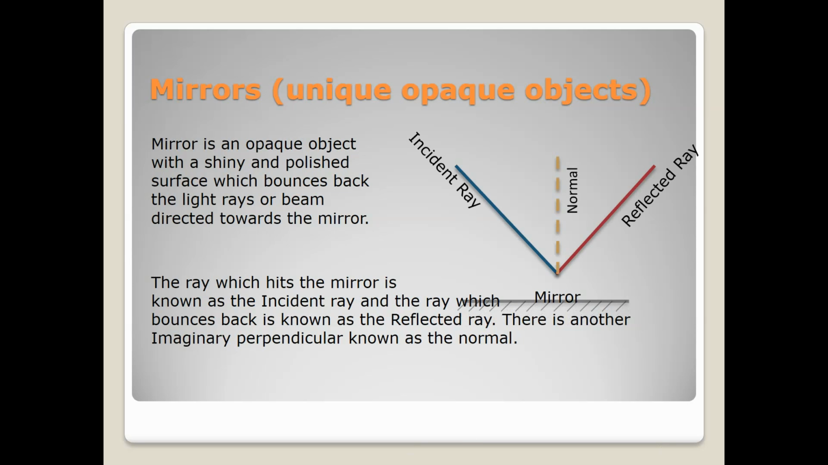As you can see in the image, there is a mirror, there is a normal, there is an incident ray and there is a reflected ray. The incident ray hits the mirror and in the same angle of incidence, the reflected ray will bounce back. This is the perpendicular to the mirror.